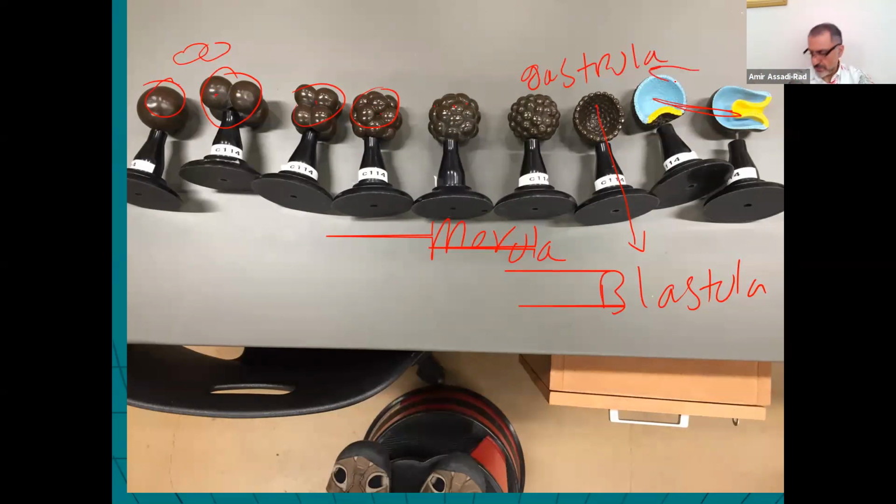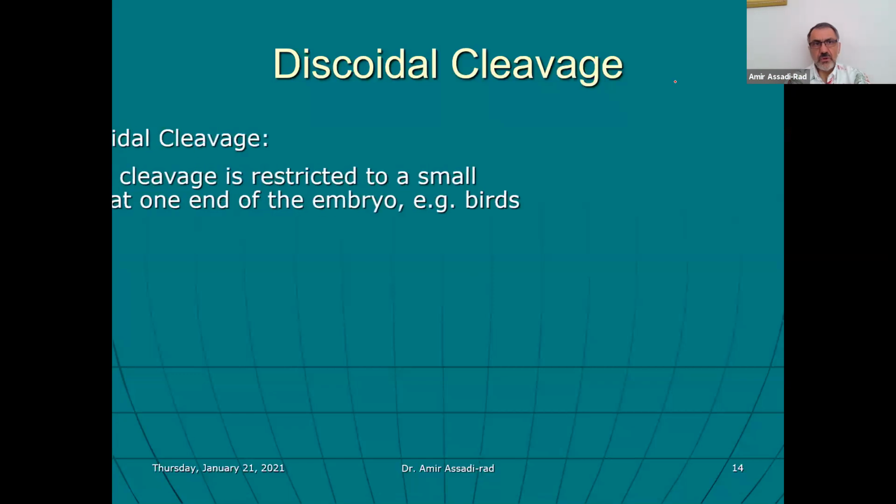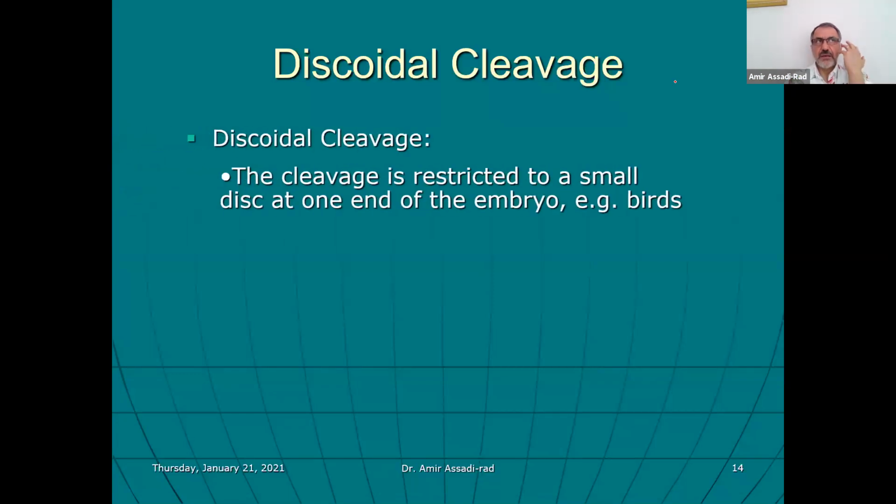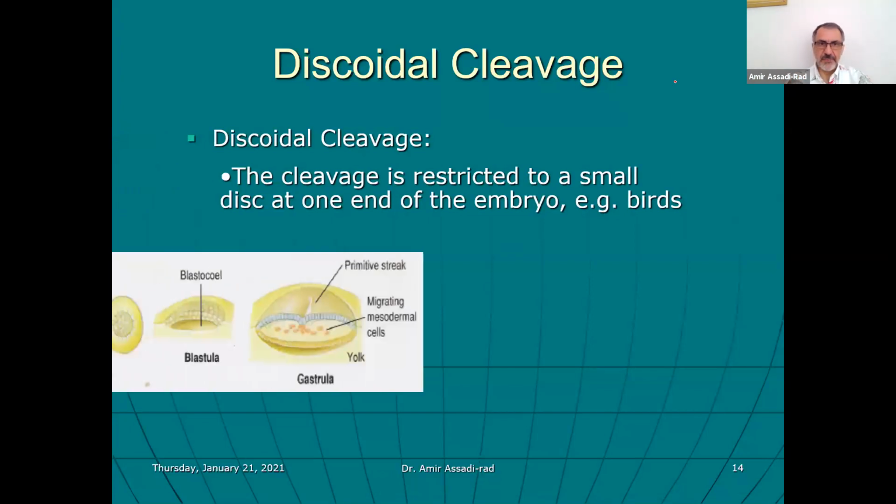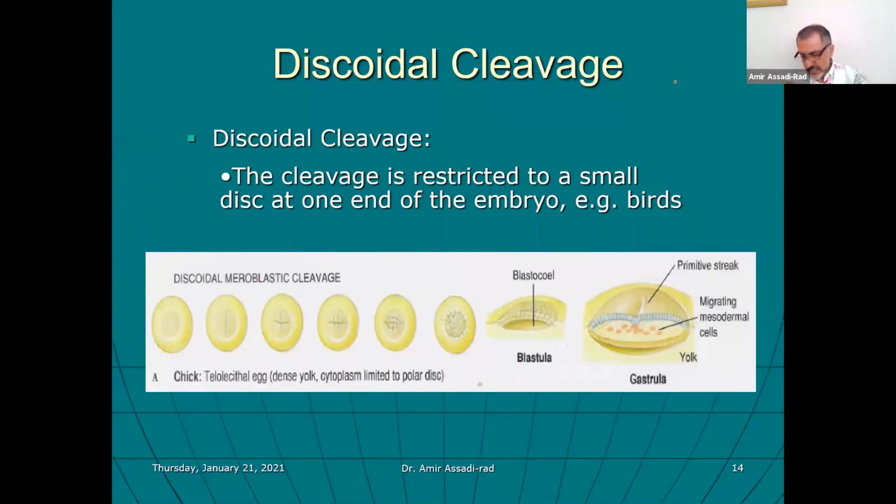Okay, so that would be your gastrula, morula, and blastula stages that you should know. And I will talk about it. The fourth type of cleavage is discoidal. The cleavage is restricted to a small disc at one end of the embryo, for example, birds right here. They have a thick amount of yolk, so the cleavage is occurring right here, okay?